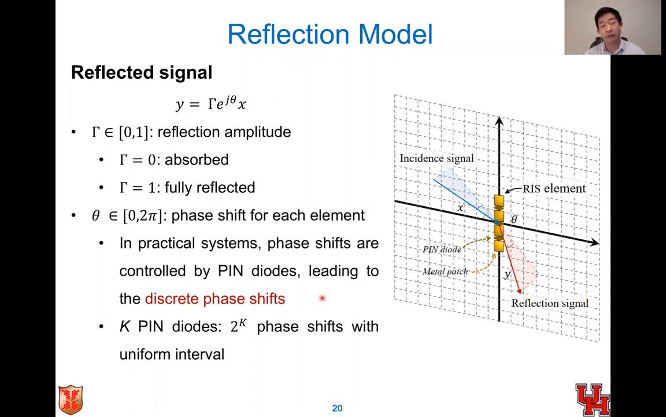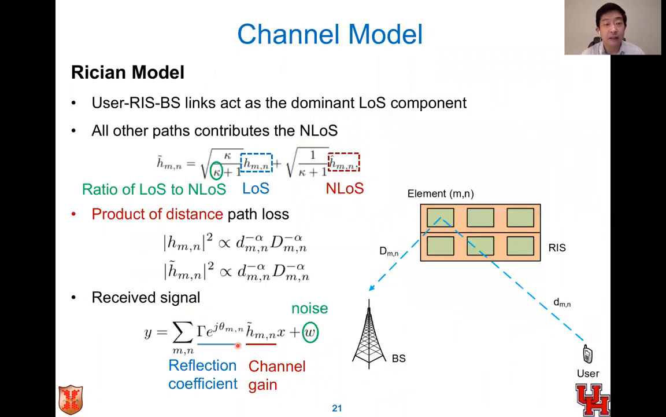But later we will show you that just a few bits, maybe 3 bits, is sufficient. Later, we have some papers to show how many PIN diodes are necessary. Basically, if you have K PIN diodes, you will have 2 to the power of K phase shifts. And the channel model is typically a Rician model. So the user to RIS to base station link acts as a dominant line of sight component.